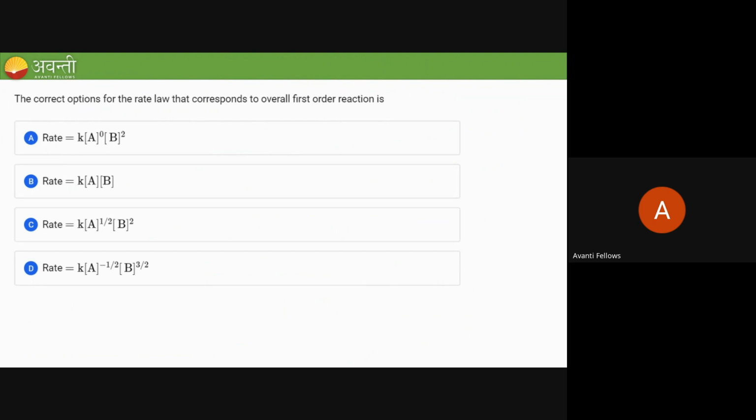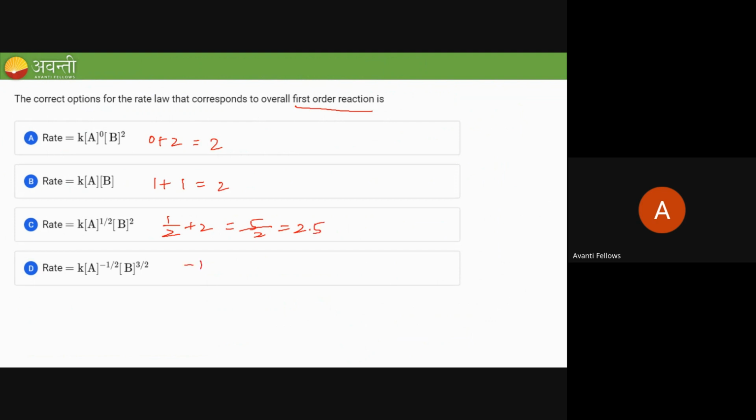The correct option for the rate law that corresponds to an overall first order reaction is. So we have to get the order as 1. In all the cases, just try to add the powers. Here we have 0 and 2, so 0 plus 2 is 2. It is second order. Here 1 plus 1 is 2, second order. Here 1 by 2 plus 2, so it will be 5 by 2, which is equal to 2.5. So it is 2.5th order.